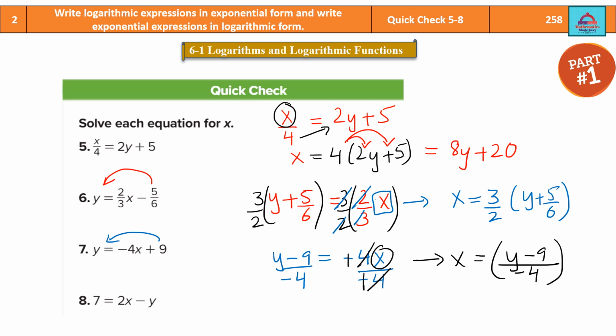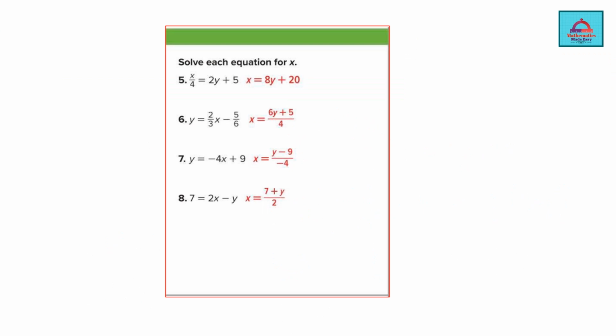This one again, we have to find x, so I'm going to move y on the other side, so it becomes y plus 7 and I divide by 2. So that's your x value. Very easy questions. So you can check your solutions. This is what you are going to get when you solve these questions.